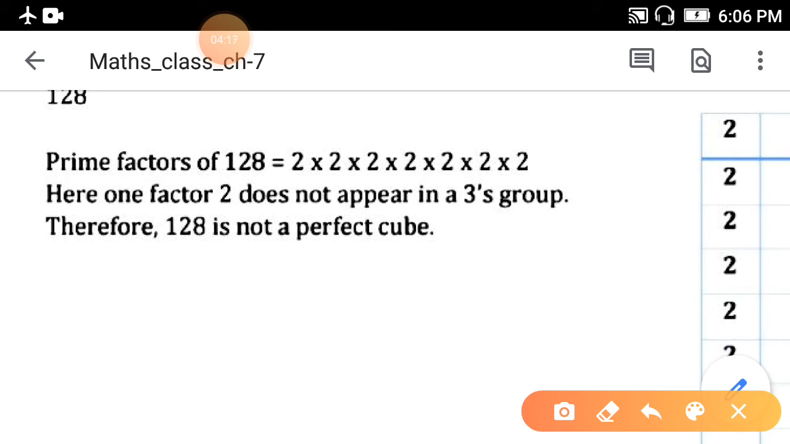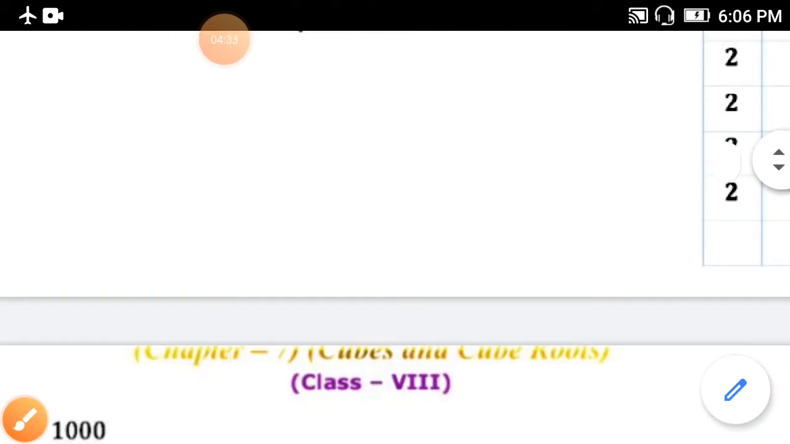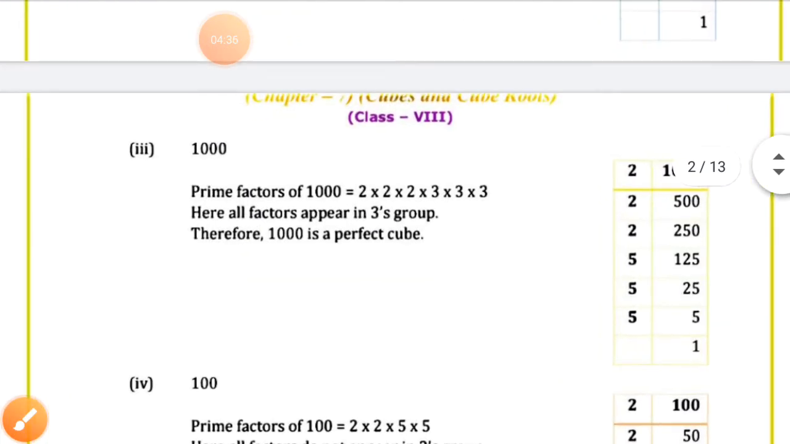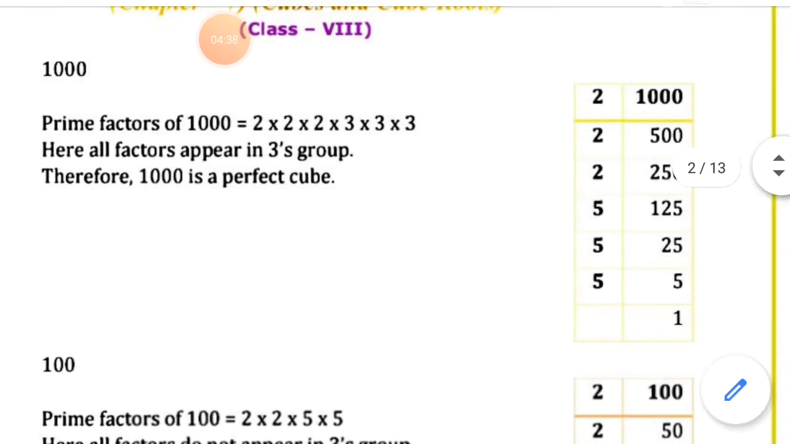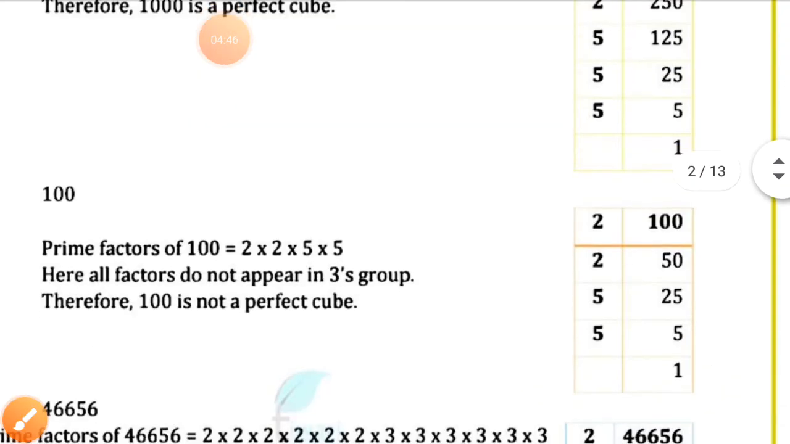So first, all the factors are the same. Only 2 is given. Make the first group and the second. Third one is left out, which is not in a group. So here you can see one factor 2 that does not appear in a 3s group. That's why the given number is not a perfect cube. Next, 1000. Prime factors are given here. Make groups. So all factors appear in 3s groups. So it is a perfect cube.